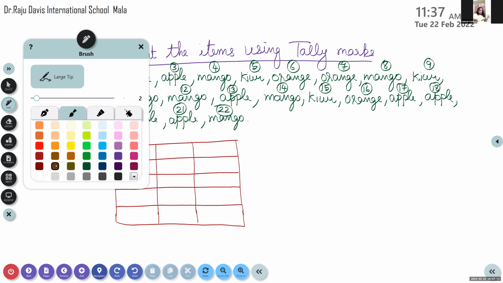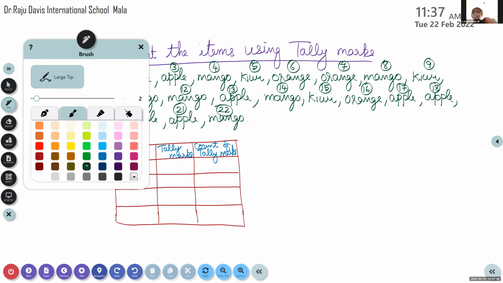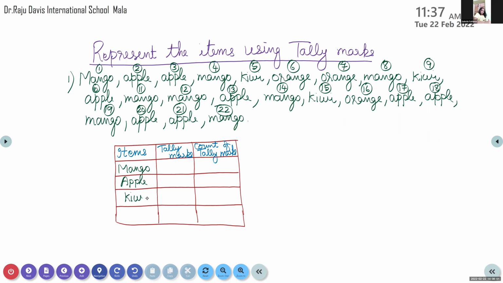Okay, now we have to write the items first and count items. Second one, tally marks. Third one, counting the tally marks. The items are mango, apple, kiwi, and orange. Mango, apple, orange, kiwi. First item is mango, then apple. Mango, apple, kiwi, orange.